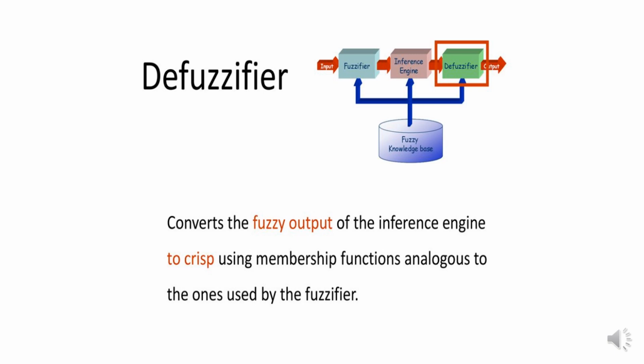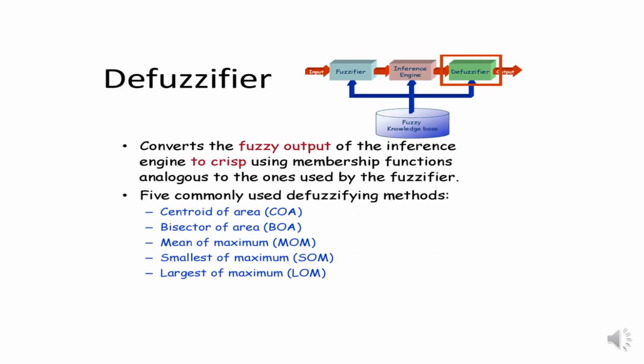So what is the necessity of this defalsification? It is due to the control: crisp control actions can be implemented in practical implementations, to operate the control. So defalsification converts the output of the inference engine to crisp using membership functions, which have been used by the falsifier.